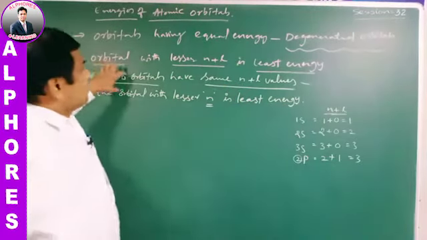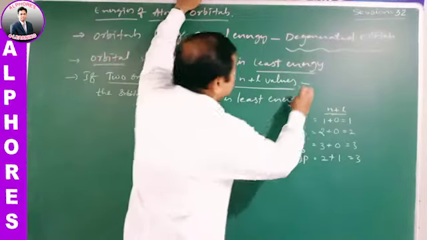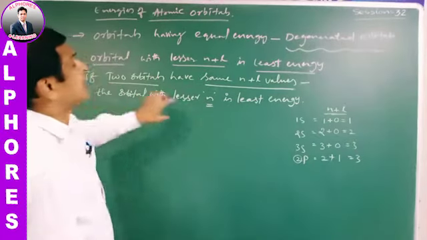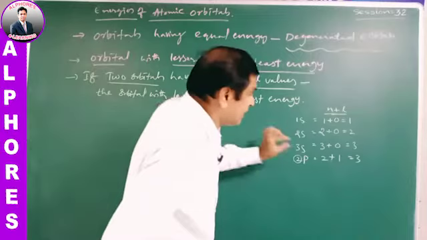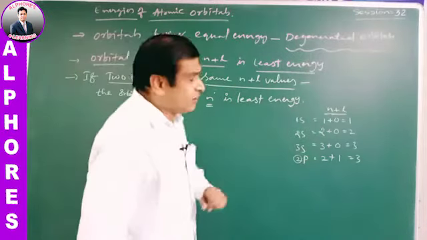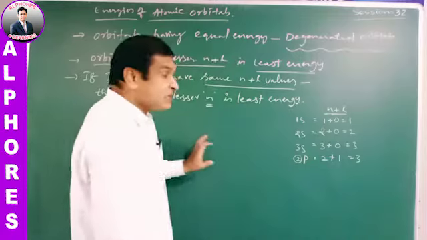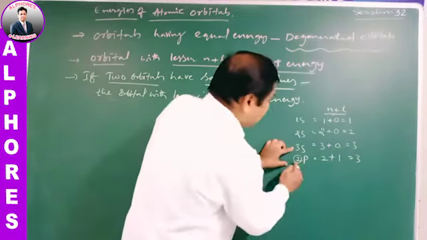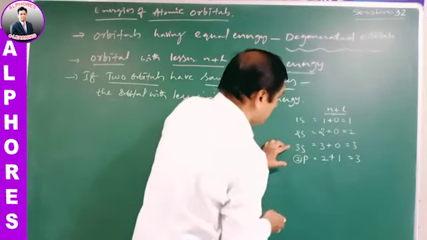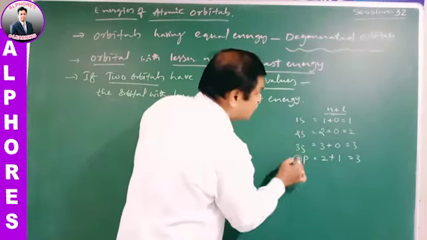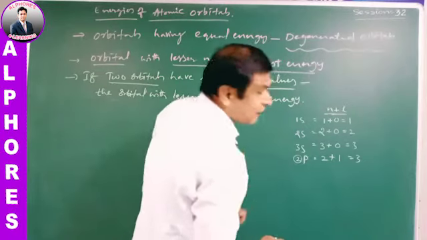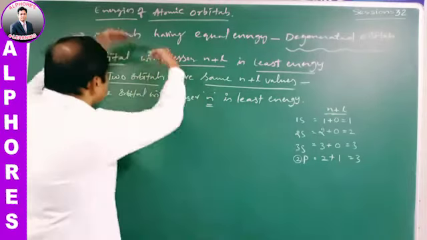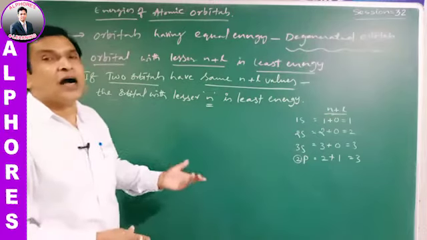If two orbitals have the same n plus l values, then the orbital with the smaller n is the least energy orbital. So out of these two, decide which is least energy, 3s or 2p. The 3s orbital n plus l value is 3 and the 2p orbital n plus l value is also 3, but the 2p orbital n value is 2, which is smaller than 3. Therefore, the 2p orbital has lesser energy than the 3s orbital. Like this we can decide the energy of the atomic orbitals.